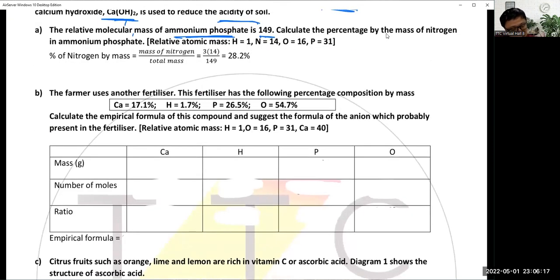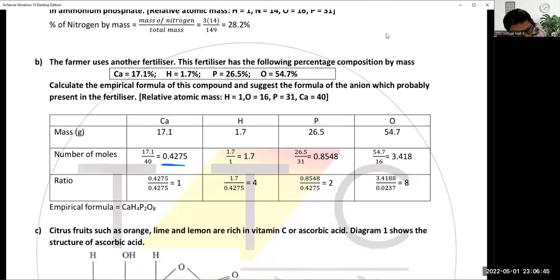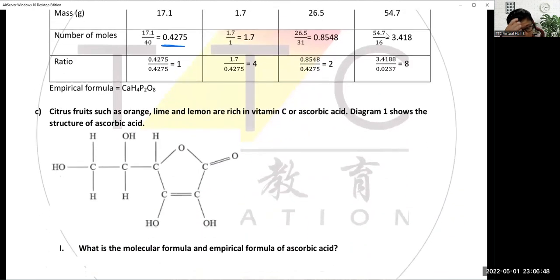Okay. Then the farmer uses another fertilizer. So they give you the percentages. So first you assume it's 100 grams, then you divide by the molar mass. Calcium is 40, then hydrogen is 1, phosphorus is 31, and then oxygen is 16. Then you find which one is the smaller number. This is the smaller number, so all of them will be divided by 0.4275. Then you get the ratio 1:4:2:8. So the empirical formula will be CaH4P2O8. Okay, so this is the draft idea.